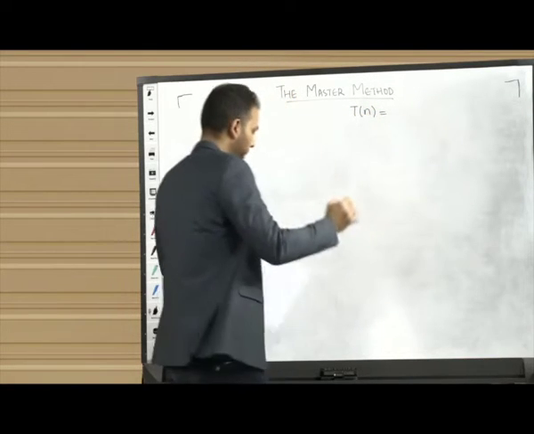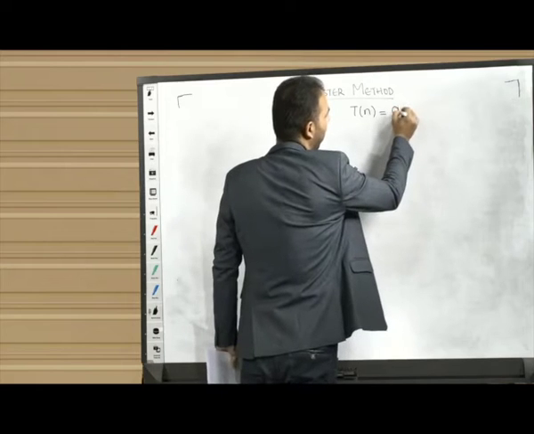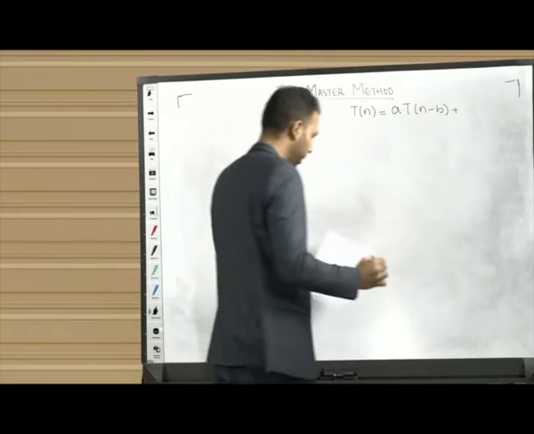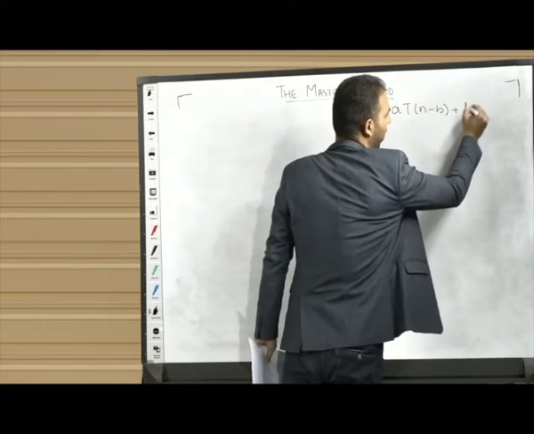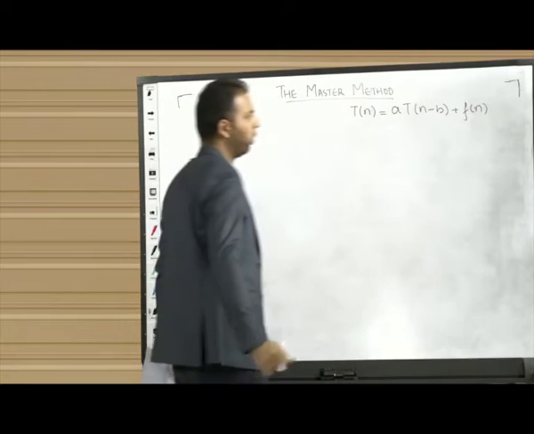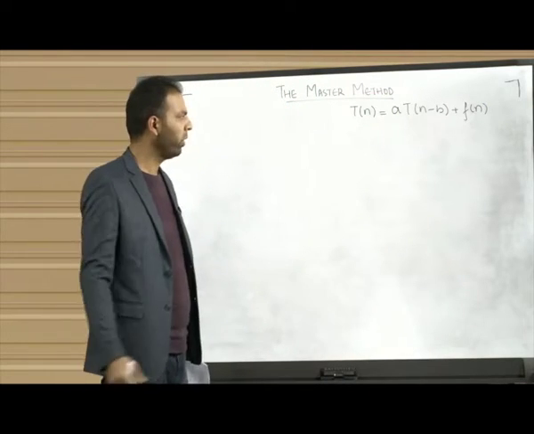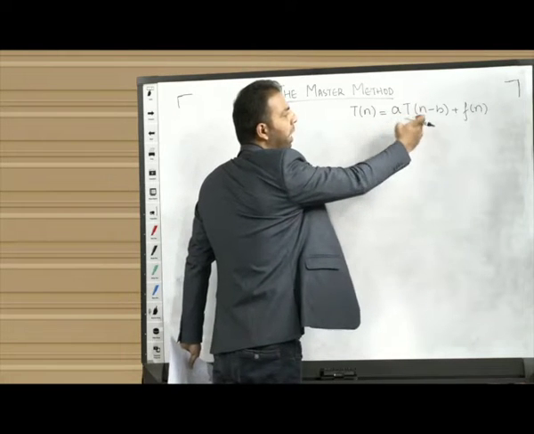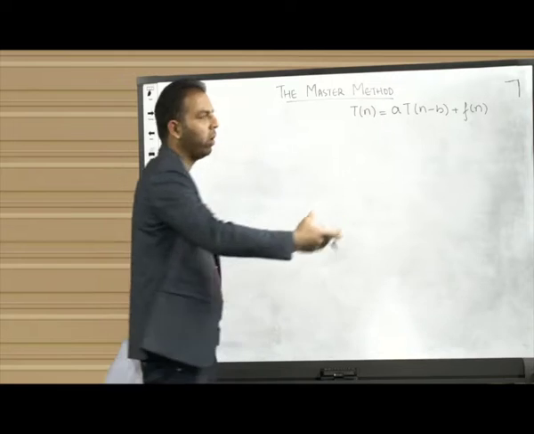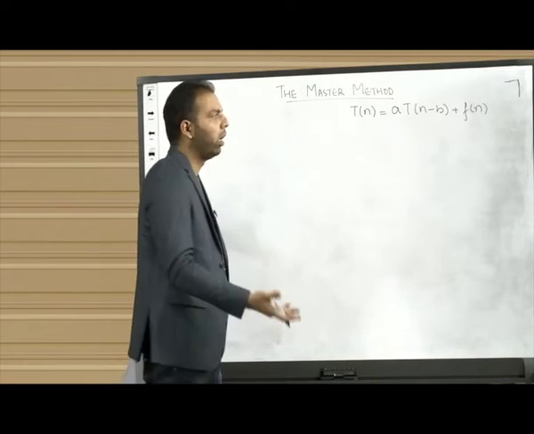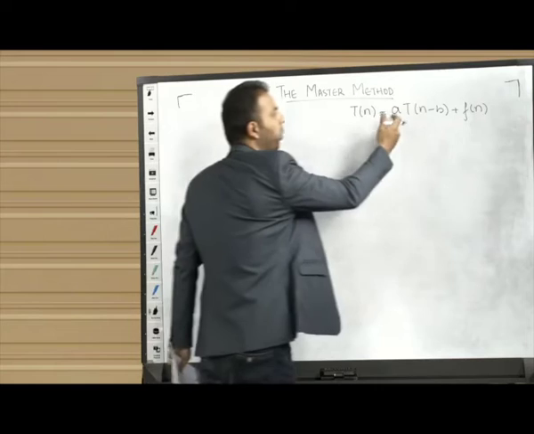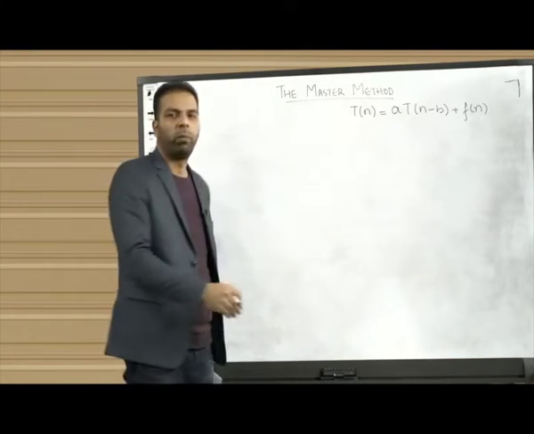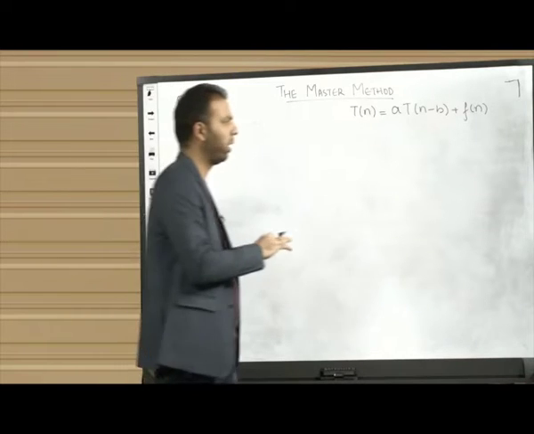If we have T(n) = a T(n - b) + f(n), this is a general form of your decreasing function. We have seen many decreasing functions that were of the type say T(n - 1) + 1 or T(n - 2) + n, or we had 2T(n - 1) + n or + 1. So this is a general form. You can substitute values here and you can get different answers.